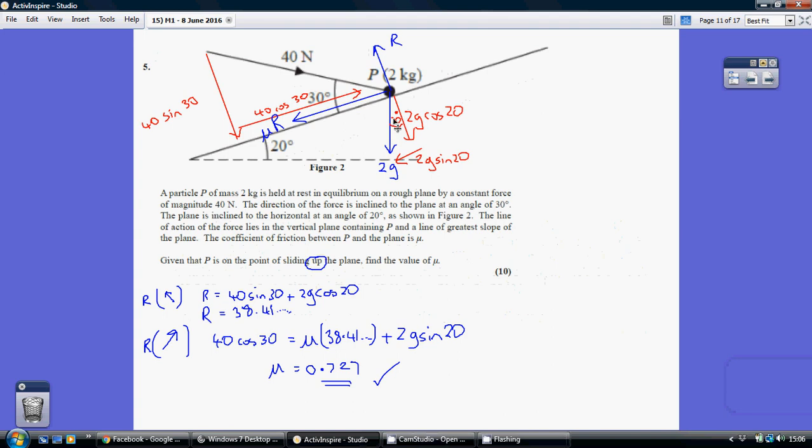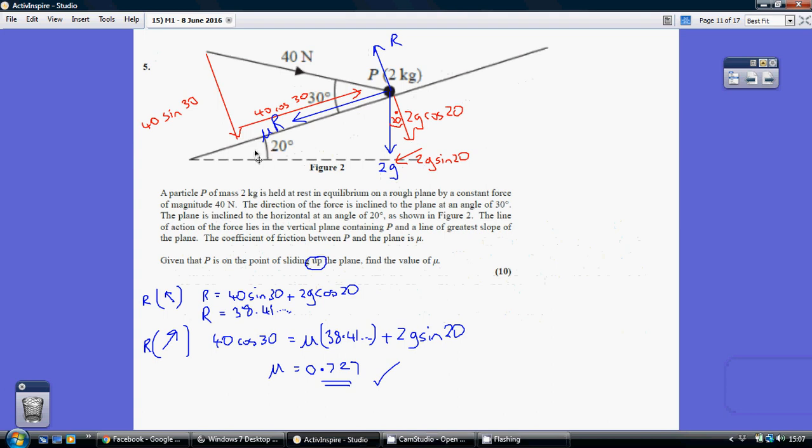So starting off, I've obviously got the weight going straight down from P. So the weight straight down is 2g, but breaking that down into its two components that are parallel or perpendicular to the plane, I've got 2g cos 20 being this component here going downwards, and this component here being 2g sin 20. So just check you're okay with that.